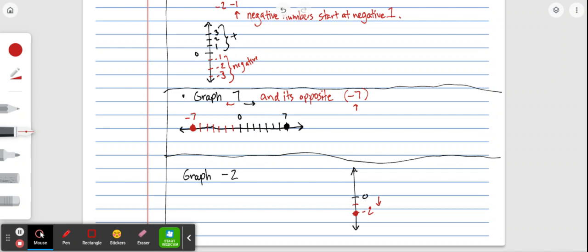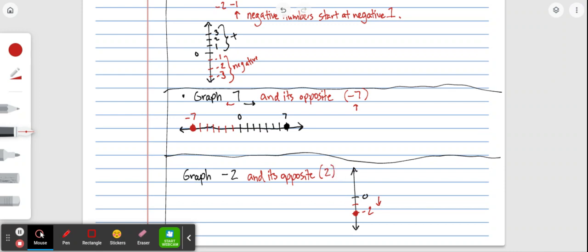Okay, now it says graph -2, but I'm going to add its opposite. Now here's the tricky part. The opposite of -2 isn't -2. Well, I mean, technically it is, but that's not what we call it. It's going to be +2 because the opposite of a negative is a positive.